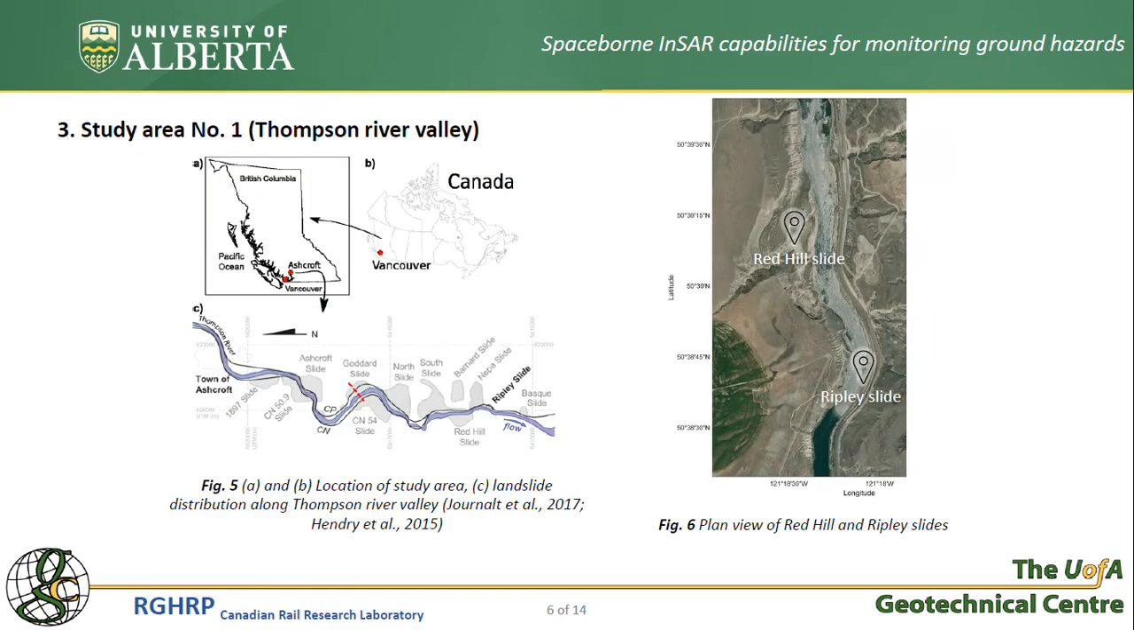Today I'm going to talk about my most recent analysis. The first study area is the famous Thompson River Valley. In a 1 kilometer section of this valley, numerous slow-moving landslides are moving on subhorizontal shear zones. Most of them traverse significant infrastructure, which highlights the necessity of surveillance on this corridor. Although I have partially analyzed most of them, I'm going to mainly focus on the Red Hill and Ripley slides today.